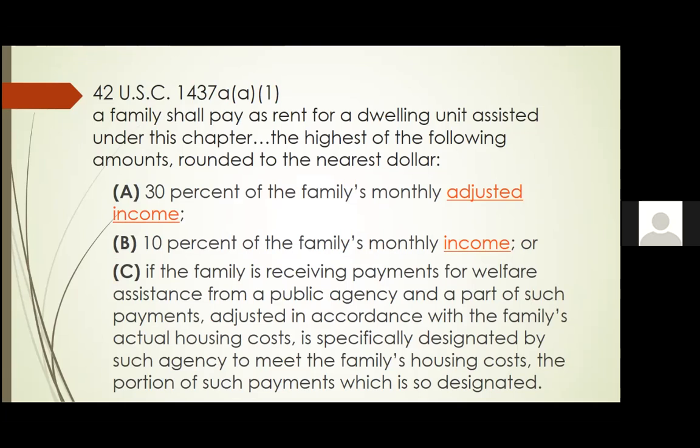Clients owe the highest of either 30% of a household's monthly adjusted income, 10% of the household's monthly income, or, if the client is receiving an amount from DSS specifically for housing costs that is paid directly to the landlord, also known as a welfare rent. Obviously, 30% of an adjusted income is almost always higher than 10% of the income. So almost all clients either owe 30% of adjusted or a welfare rent if that is being paid by DSS.